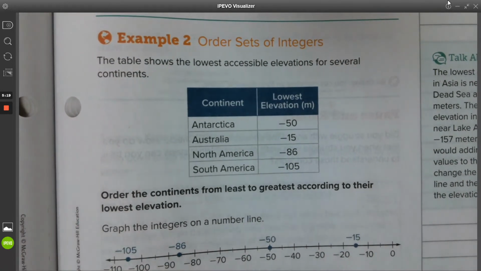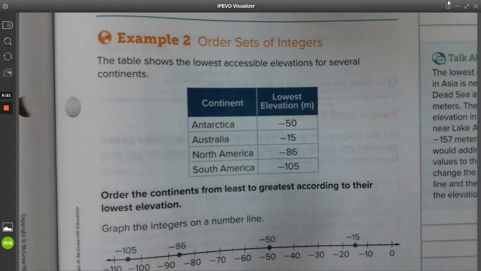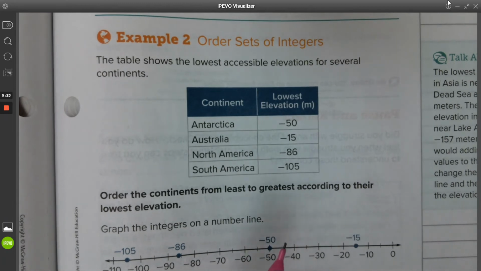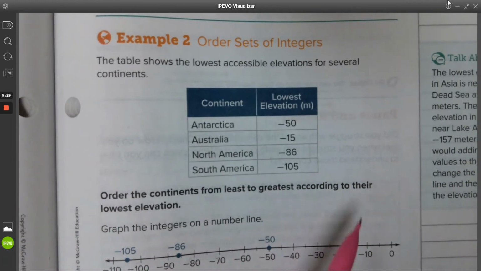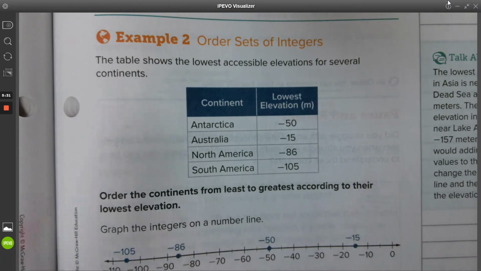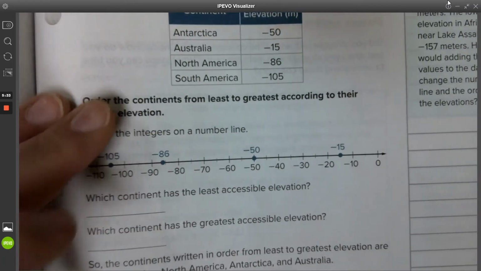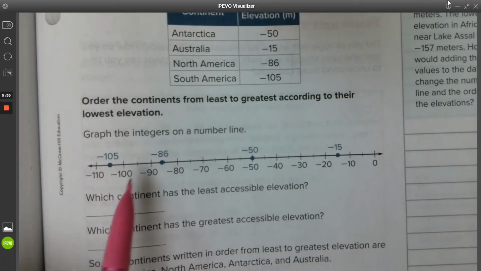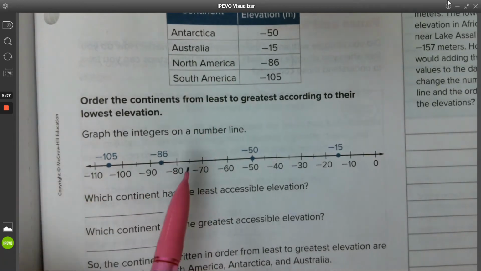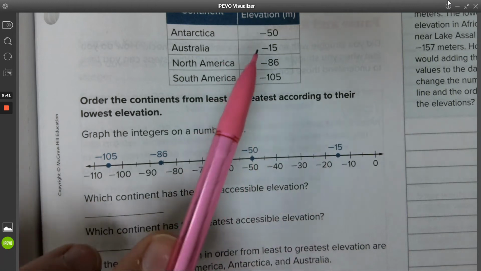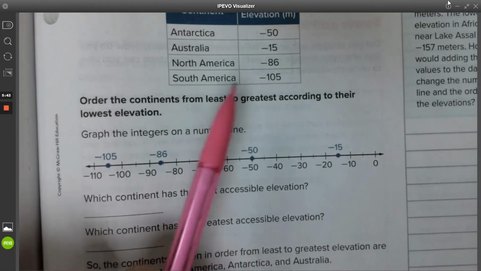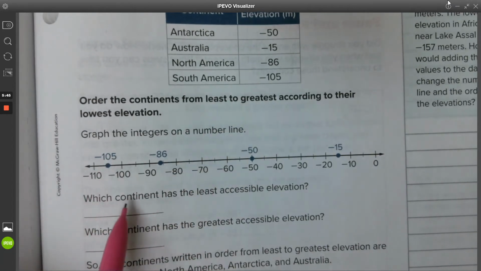So here we have example 2. This table shows the lowest accessible elevations for several continents. And we see the values here. We're going to order the continents from least to greatest according to their lowest elevation. So once again, I go ahead and I plot those points. Antarctica, Australia, North America, right there, and South America, right there.